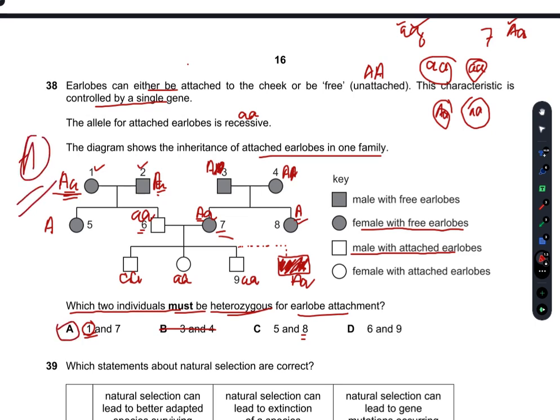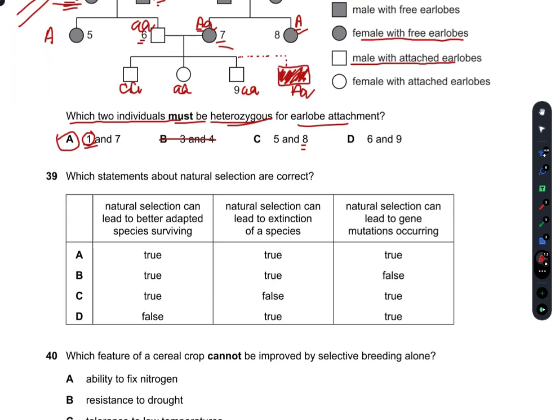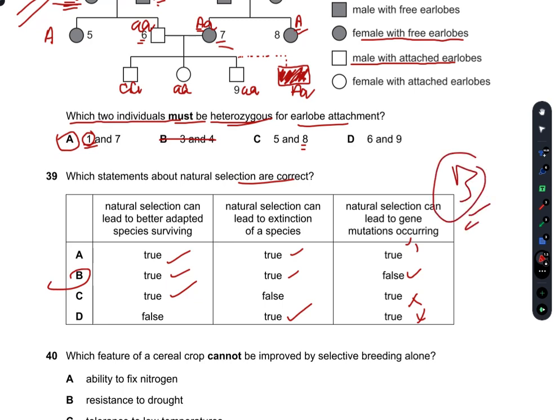This was quite a tricky question. Yes, it is. This is an A star question. So which statements about natural selection are correct? Natural selection can lead to better adapted species surviving. Yes, true. Natural selection can lead to extinction of species. Yes, true. Natural selection can lead to gene mutations occurring. No, false. So we are only left with B. B is the right answer. Mutation is not occurring because of natural selection.